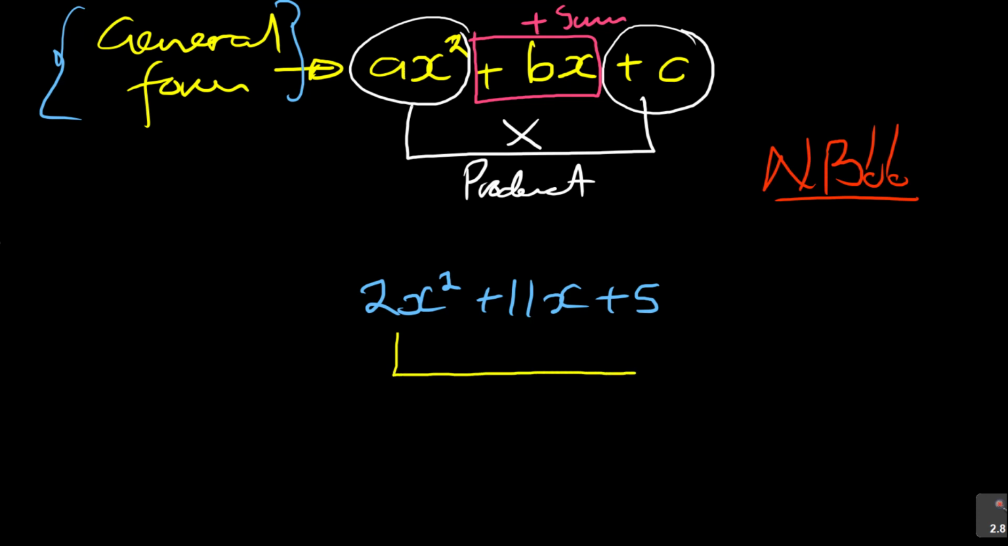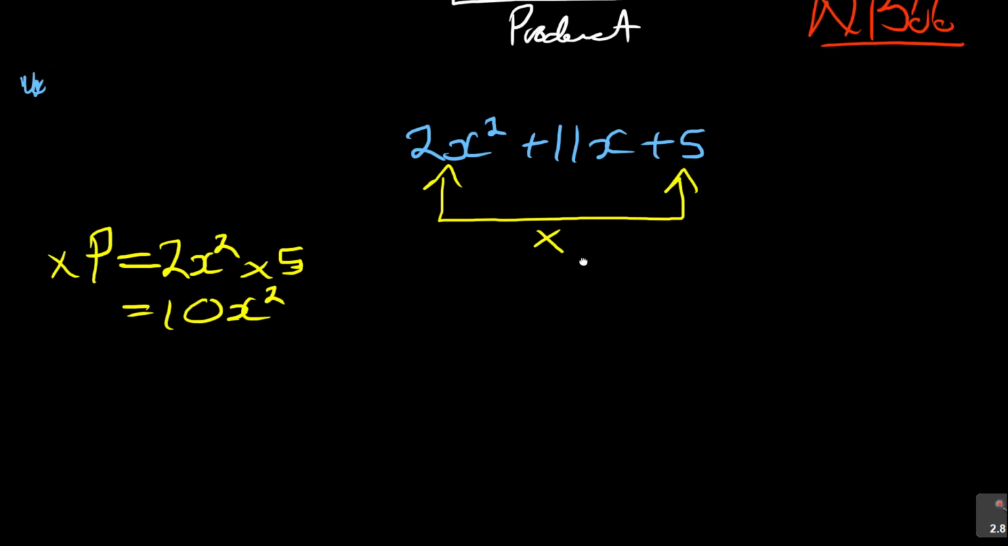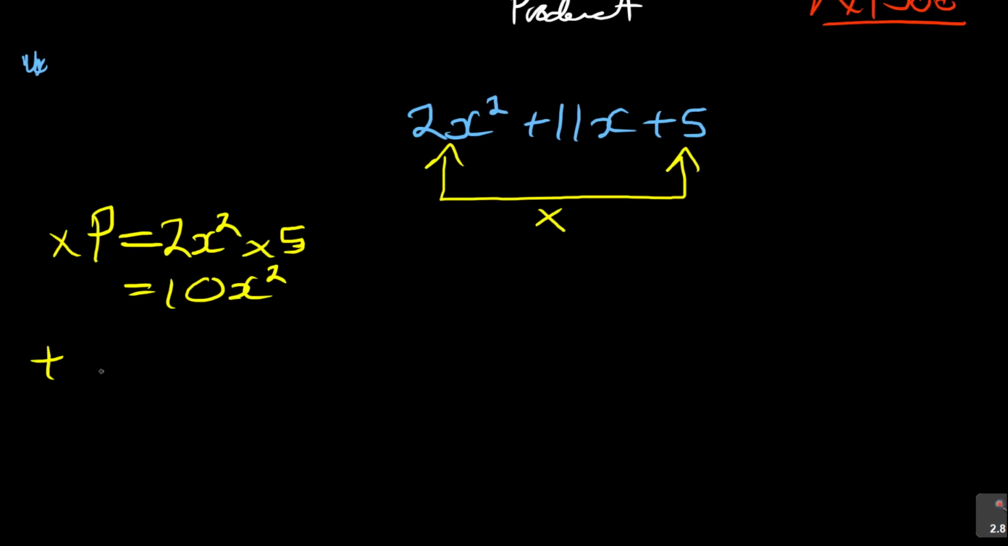Look, I take this, I get my product. So let's have the product. What is the product? Remember, it's 2 times 5, so it's 2x squared times 5. You see? So what is it? 2 times 5, it's 10x squared. I'm writing it down intentionally so that you don't miss things. What is the sum? The sum is always easy. It's the center number. That is the sum, which is plus 11x. I'm doing it so that you can remember this.